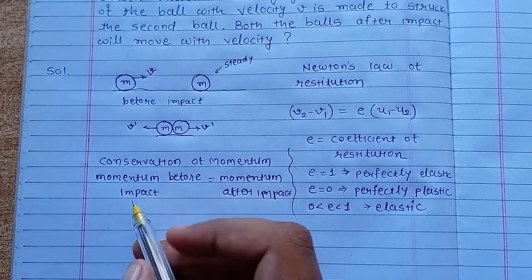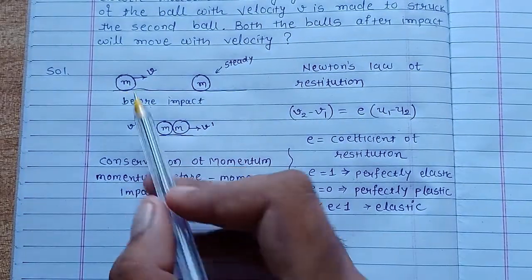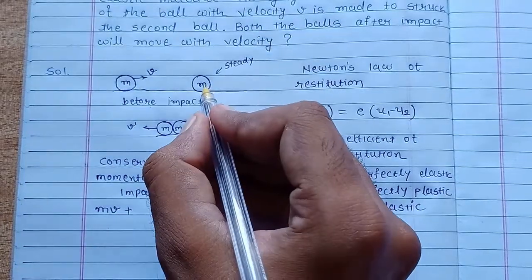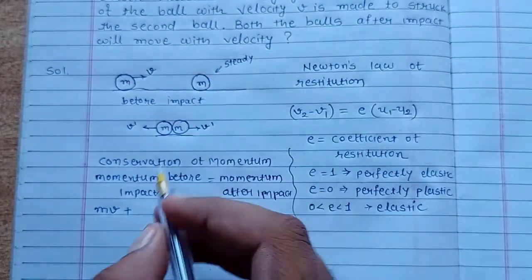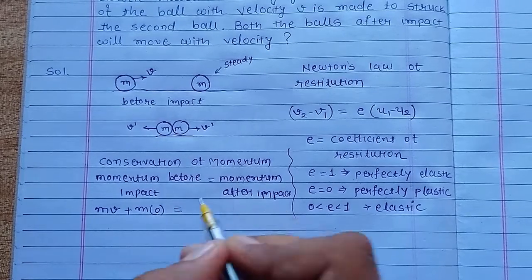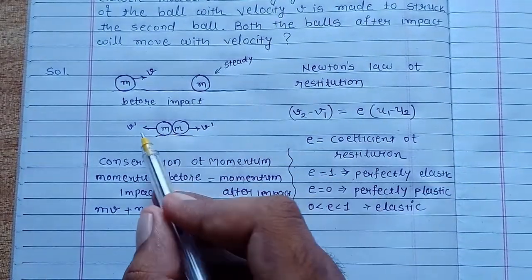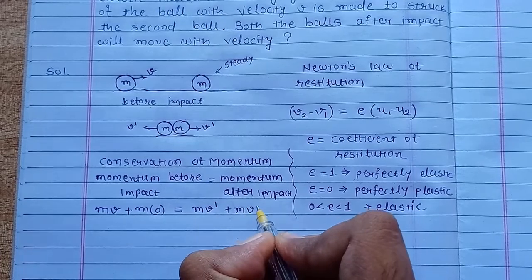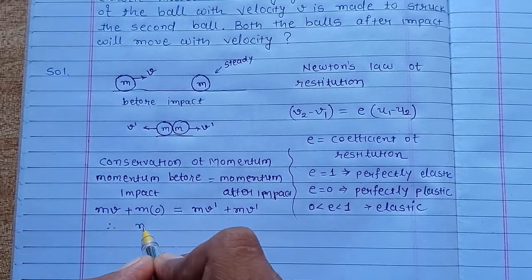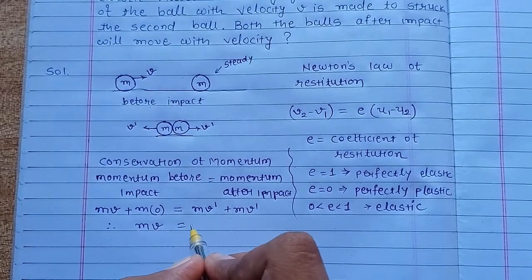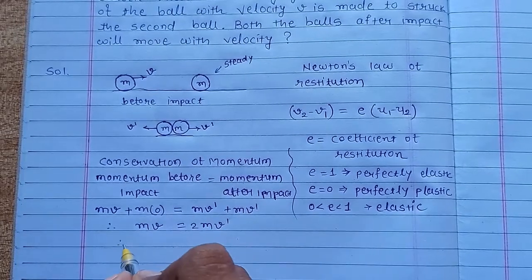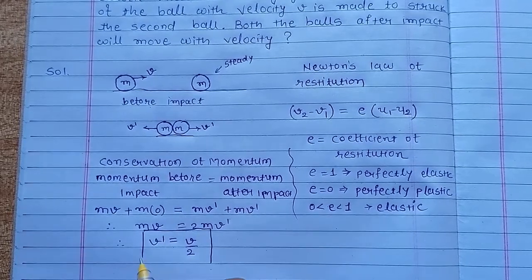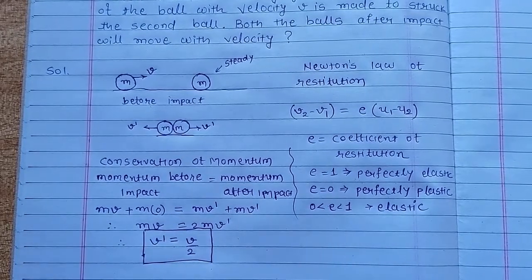So momentum before impact, we know the equation of linear momentum. Before impact, one of the balls has a velocity v, so mass into velocity, m v, plus the other ball is steady, so its velocity is 0, so m into 0, is equal to momentum after impact: m v dash. One of the balls has velocity v dash, and in a similar way the other ball has the same velocity, m v dash, right? So m v is equal to 2 m v dash. So v dash is equal to v by 2. So the velocity after impact becomes half the velocity before impact, right?